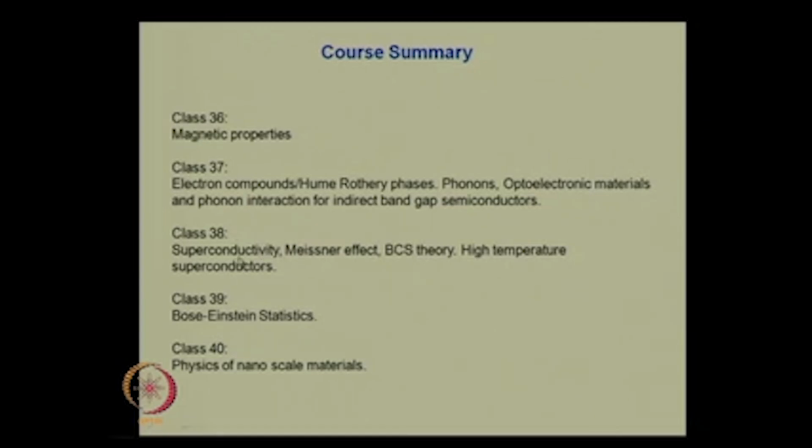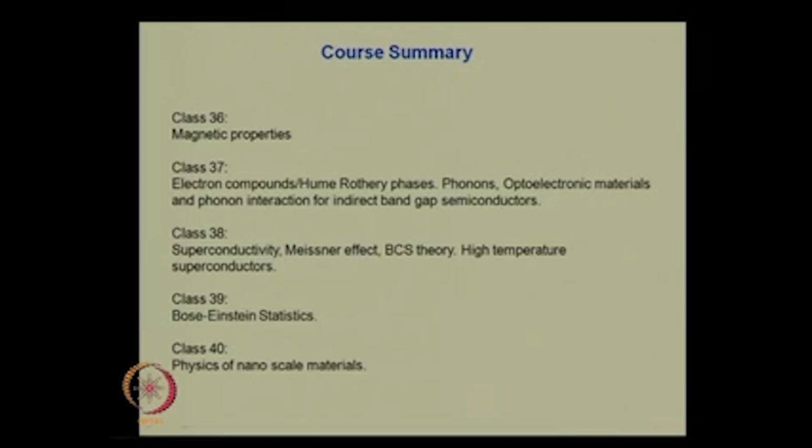We then went on to look at superconductivity in detail. We looked at the Meissner effect, we considered the BCS theory, discussed it, and we also looked at high temperature superconductors. We noticed that in terms of the photons that we have discussed, the phonons that we have discussed, and the Cooper pairs that we have discussed in the BCS theory, an integral part of all this was the fact that they were all bosons, and so in that context we looked at the Bose-Einstein statistics.